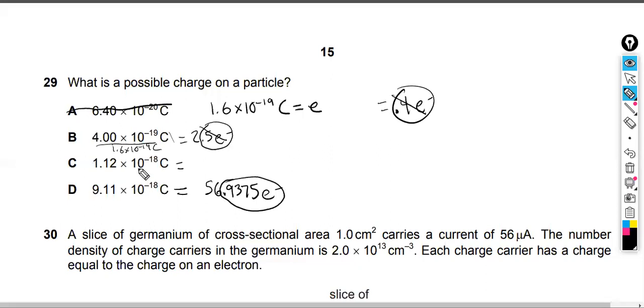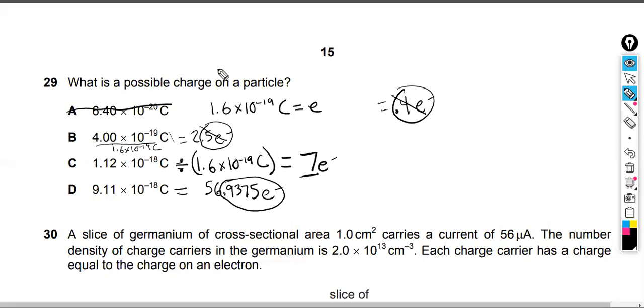So 1.12 by 10 to the negative 18 coulombs divided by elementary charge, I'll write it like this, divided by 1.6 by 10 to the negative 19 coulombs, right? So that's elementary charge. Gives us, anybody have it? 7 electrons or 7 protons, right? So if it's negative. And so there, whole number, that's possible. Whole numbers are possible. We must have an integer multiple of elementary charge. Those are the possible charges in the universe.